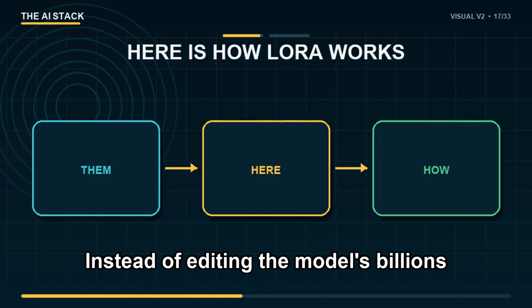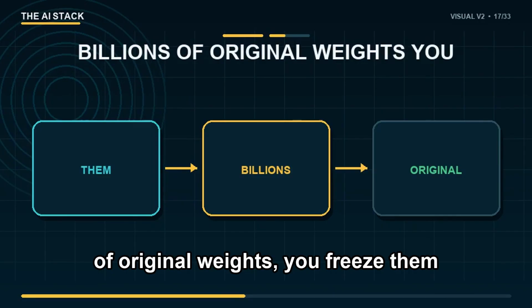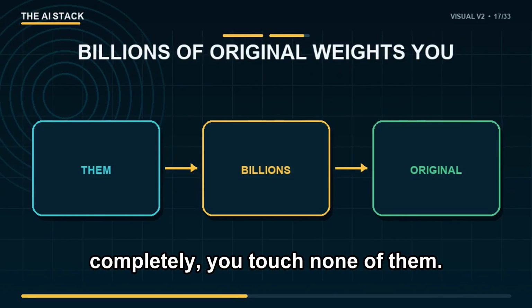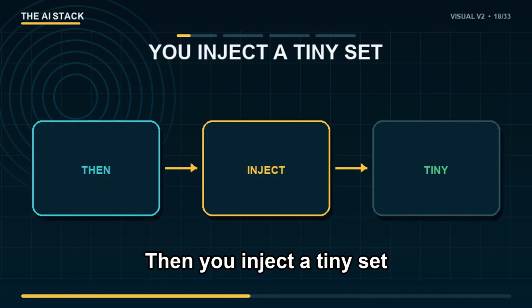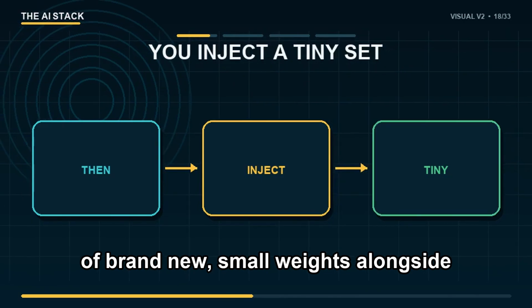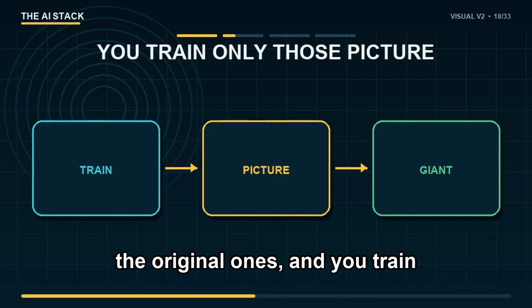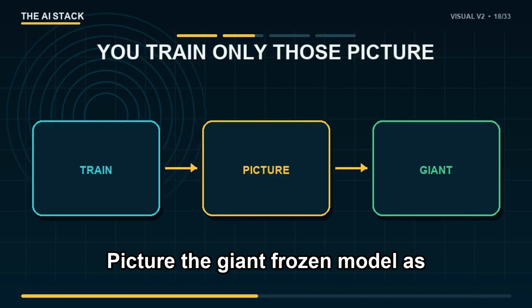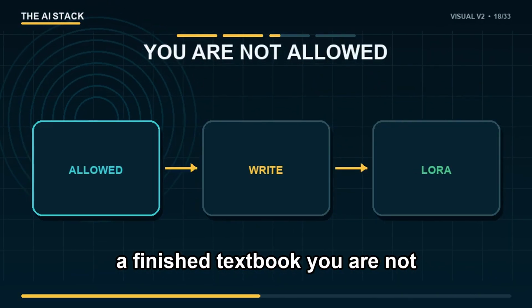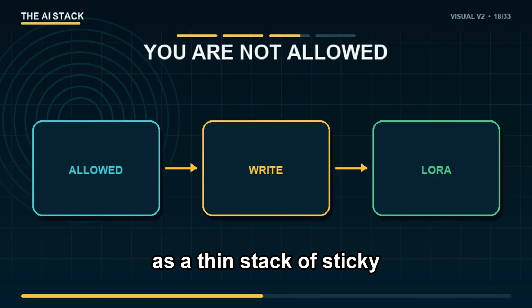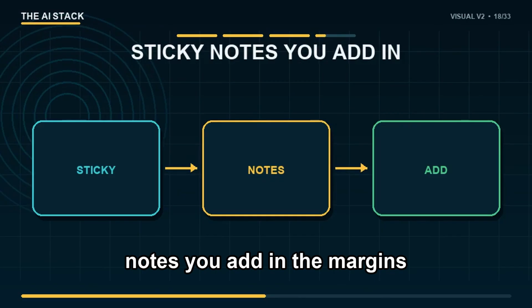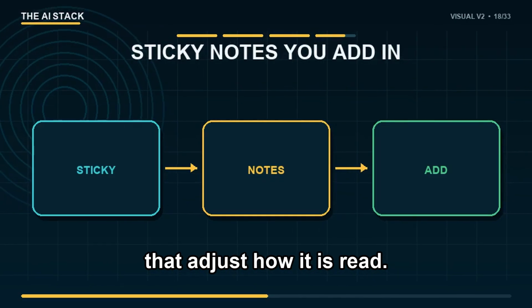Instead of editing the model's billions of original weights, you freeze them completely. You touch none of them. Then you inject a tiny set of brand new, small weights alongside the original ones, and you train only those. Picture the giant frozen model as a finished textbook you are not allowed to write in, and LoRA as a thin stack of sticky notes you add in the margins that adjust how it is read.